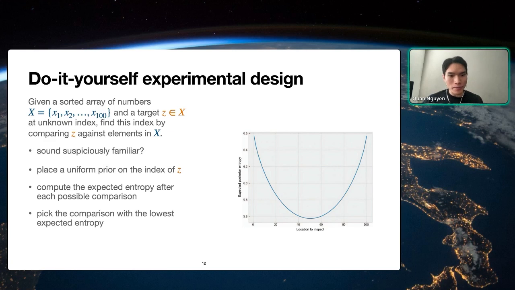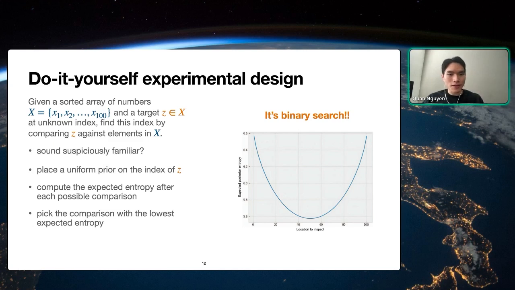So we pick out the comparison that has the lowest expected entropy according to Bayesian experimental design. And in this case, this is exactly the location in the middle to do our comparison. And this, if you are familiar with the concept, is exactly binary search, which is a very classic search algorithm in computer science, which shows that binary search is actually a special case of Bayesian experimental design with a uniform prior on the different indices in the array.